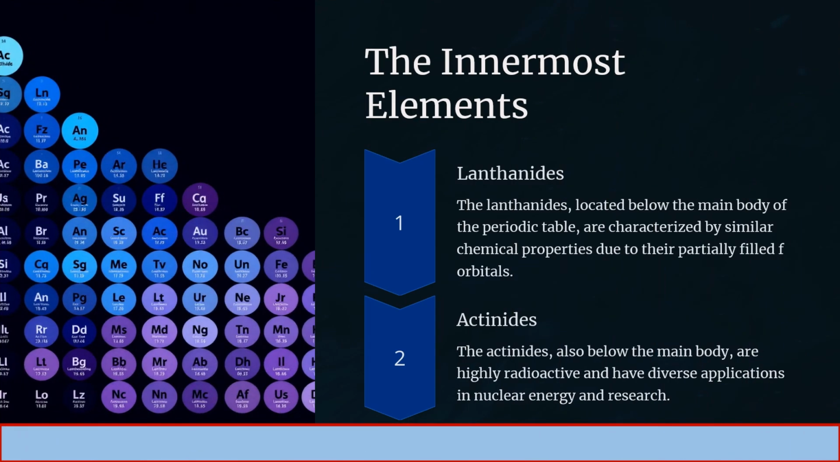Below the main body of the periodic table, we find the Lanthanides and actinides. These elements have unique properties that set them apart. The Lanthanides, often called rare earth elements, share similar chemical behaviors and are used in technologies like LED lights and strong magnets. On the other hand, the actinides are known for their radioactivity, with some, like uranium and plutonium, playing a crucial role in nuclear energy production. Together, these groups expand our understanding of the elements and their applications.